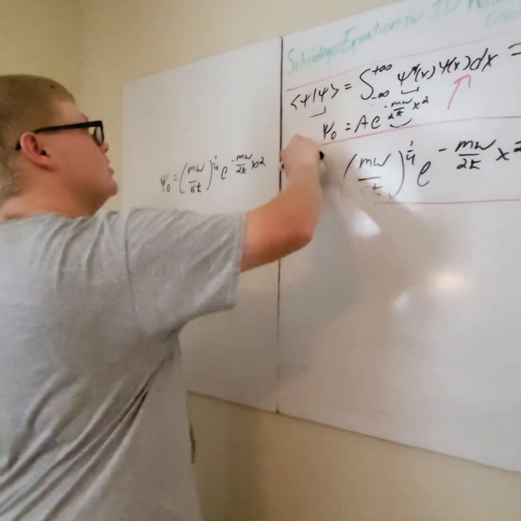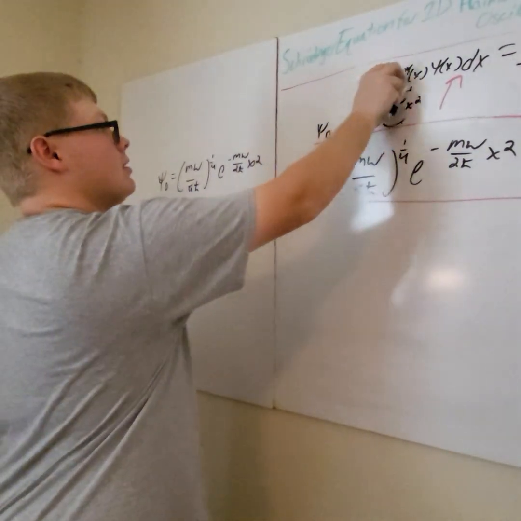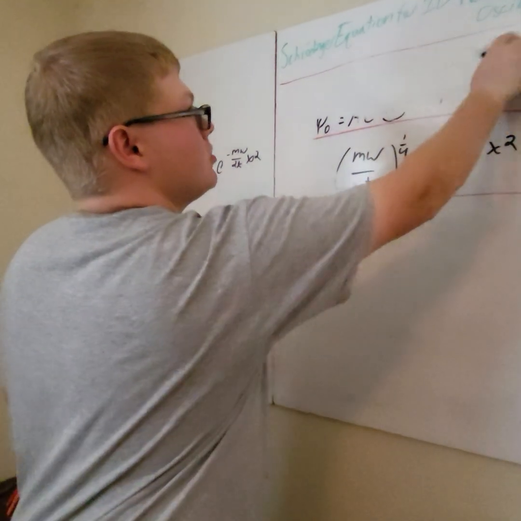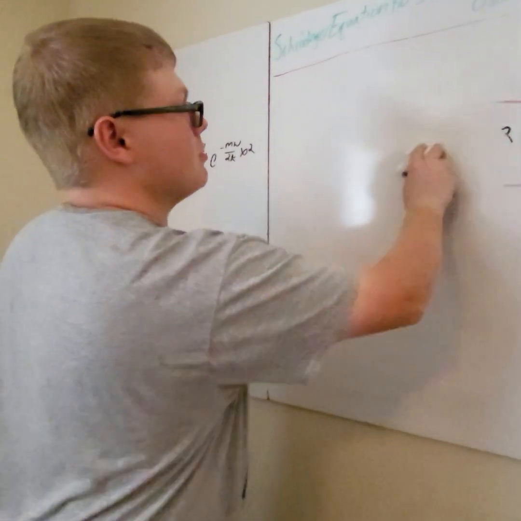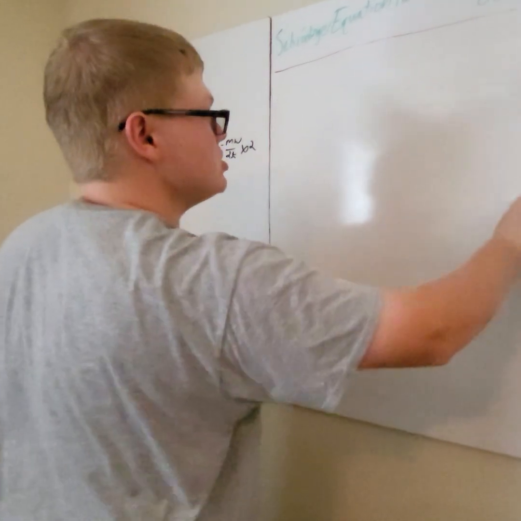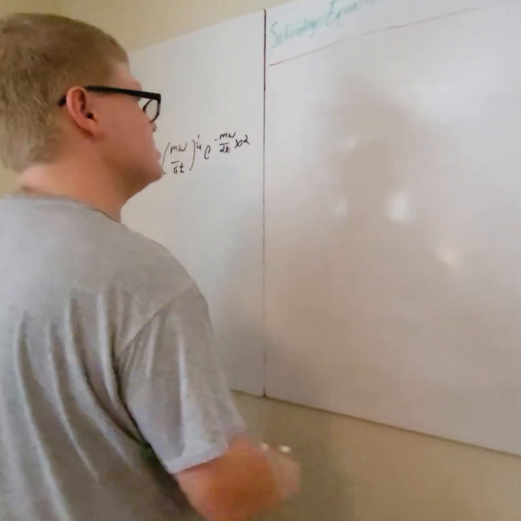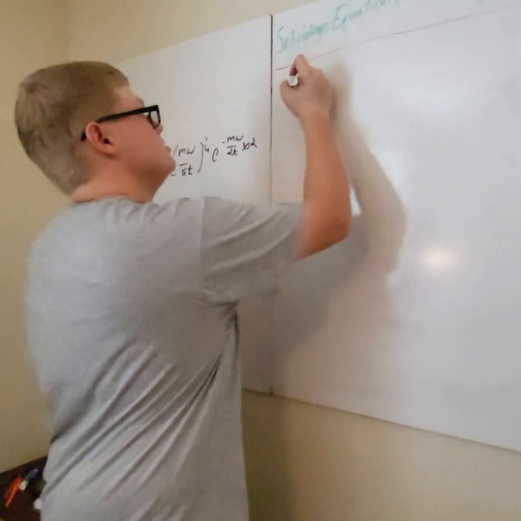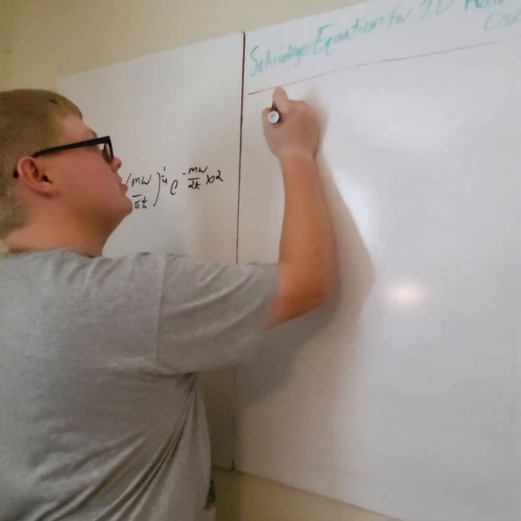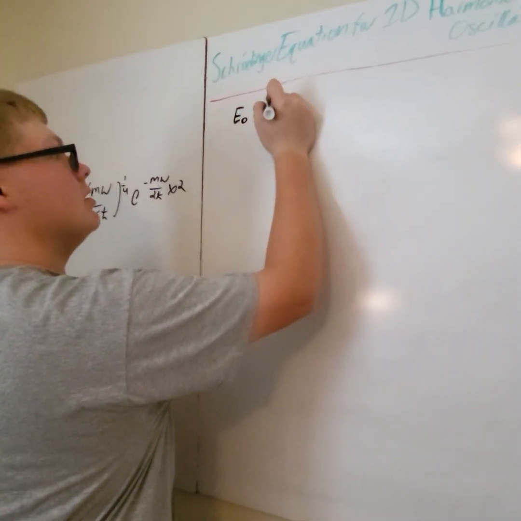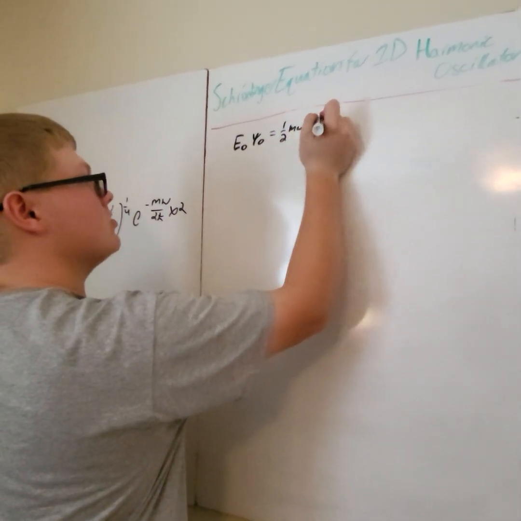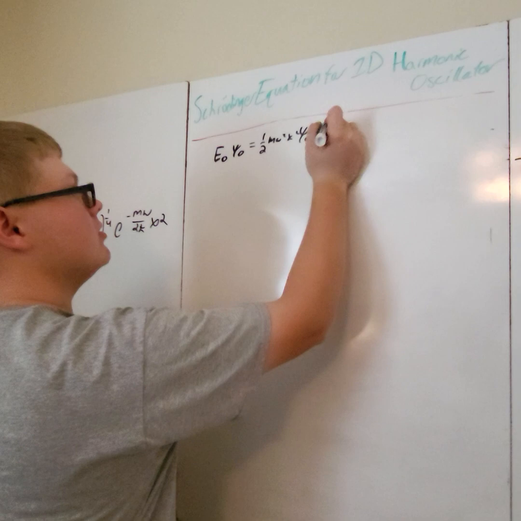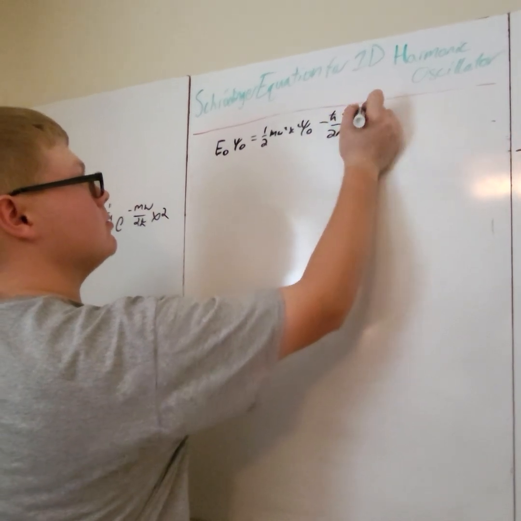But this means that now that we know the ground state, we can plug that into the Schrodinger equation and solve for the ground state energy. So, E sub 0 times psi sub 0 equals 1/2 mw squared x squared psi sub 0 minus h bar squared over 2m times the second derivative.